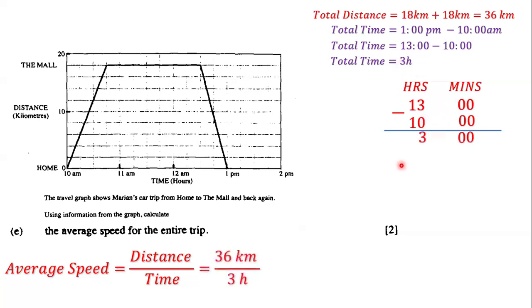So what we have to do here is take the total distance, which is 36 kilometers. That's the entire distance going to the mall and back. And then the time taken is 3 hours. So 36 kilometers divided by 3, and 36 divided by 3 is definitely 12. And so that means that the average speed is 12 kilometers per hour. And that's the answer to this question.